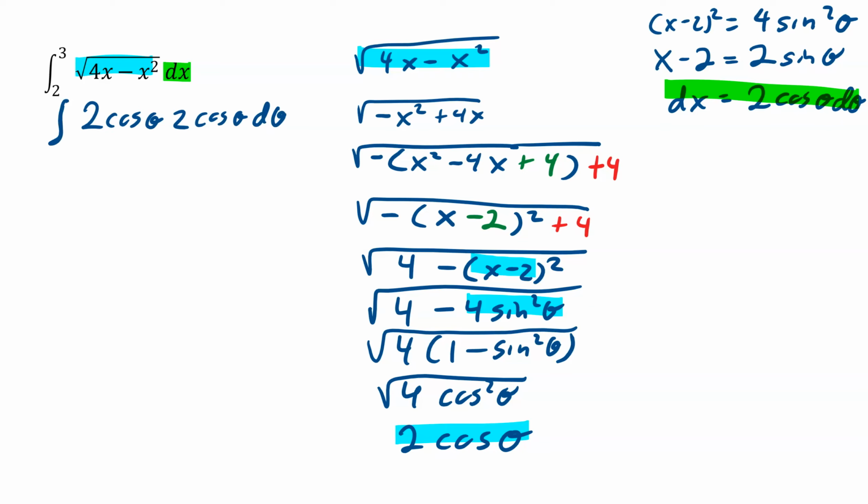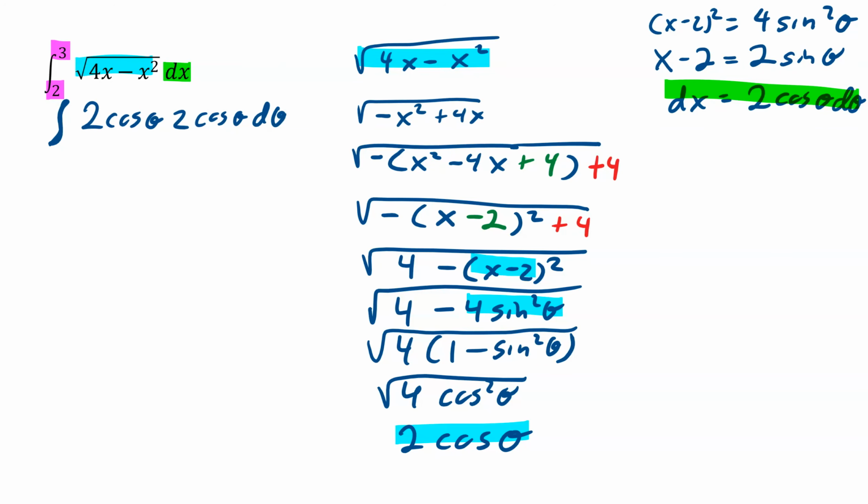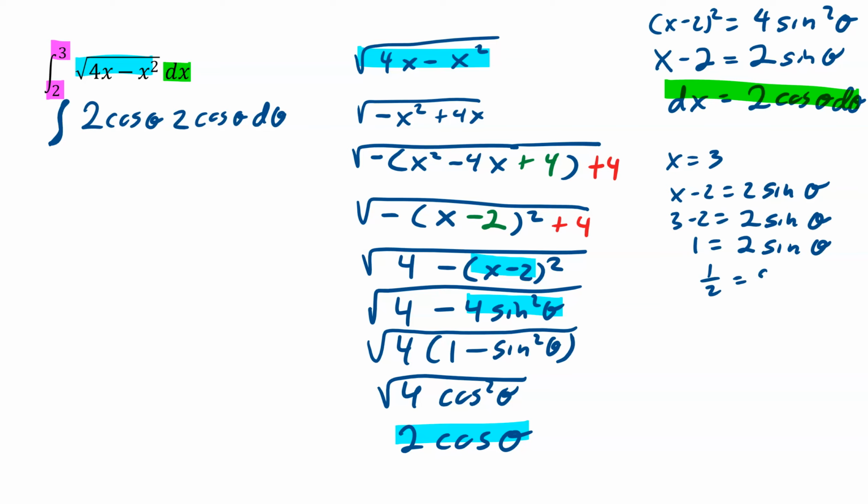Now we need our integral here. We need our start and stop points. So I'm going to put those in red. So we're going to change our 2 and our 3 from x's into thetas. So if we have x equals 3, that would become x minus 2 equals 2 sine theta. So 3 minus 2 equals 2 sine theta. 1 equals 2 sine theta. That's a half. So theta equals pi over 6.